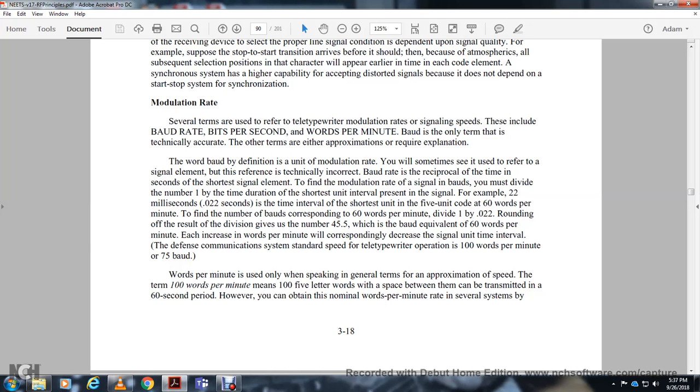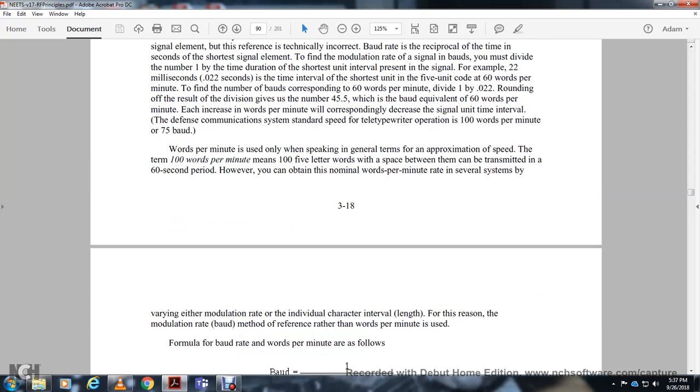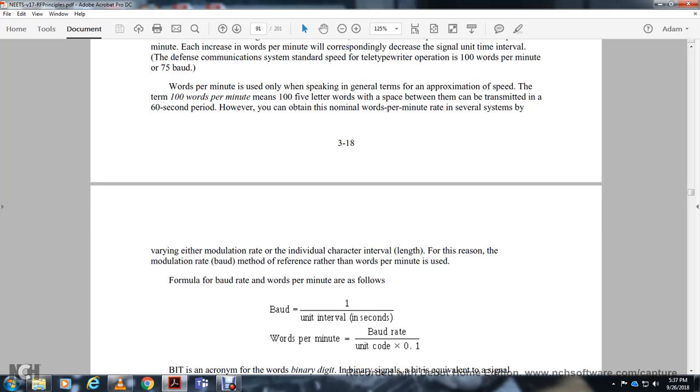Words per minute is a general term of approximate speed. At 100 words per minute, 100 five-letter words with word spacing between them can be transmitted in a 60-second period. However, the normal words per minute rate is obtained in several systems by varying either the modulation rate or the individual character interval length. The baud rate is 1 over the unit interval, and the words per minute equals the baud rate times a unit code factor.